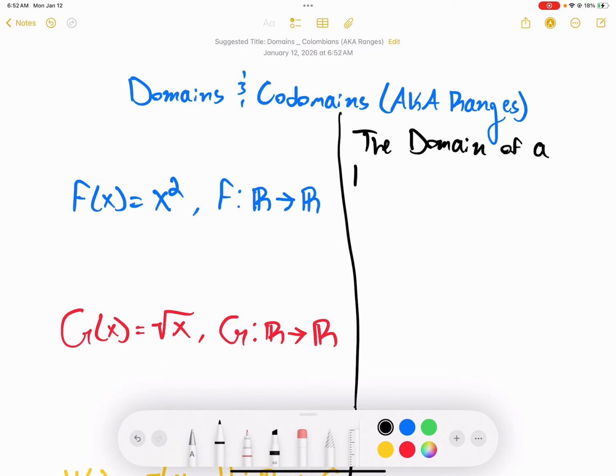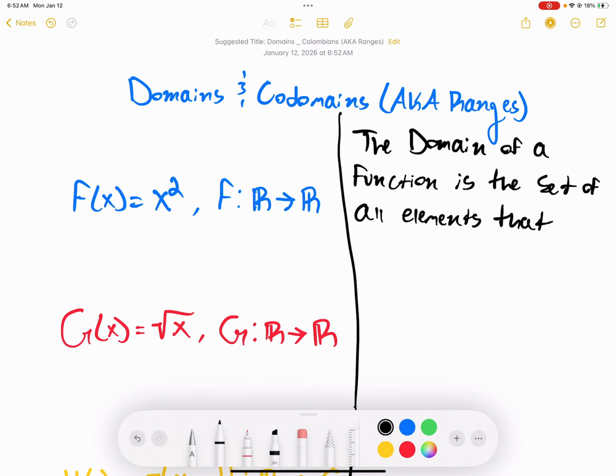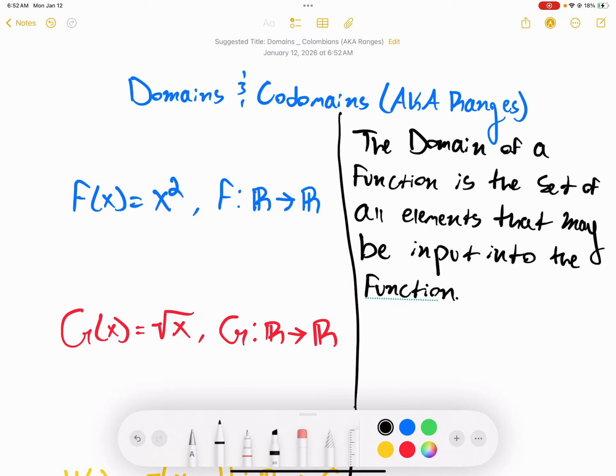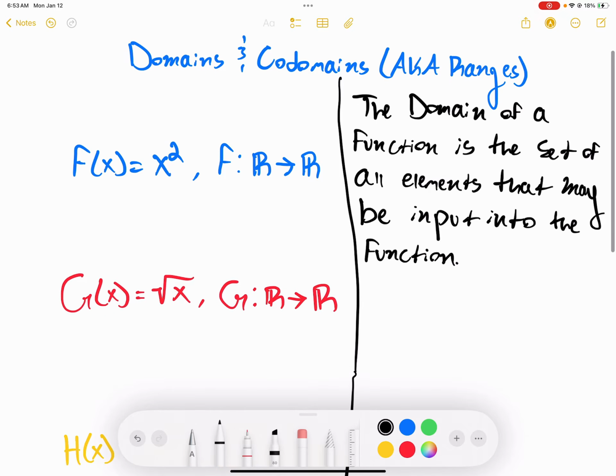the domain of a function is the set of all elements that may be input into the function. Okay, that's the definition of the domain, which I already defined in previous videos, but for the sake of completion, I wanted to redefine it here. And then I'll redefine the codomain.